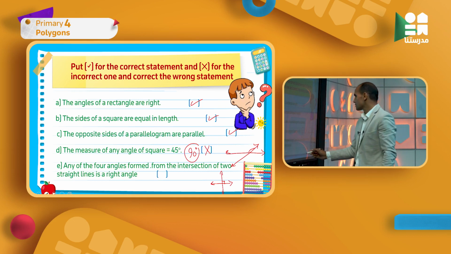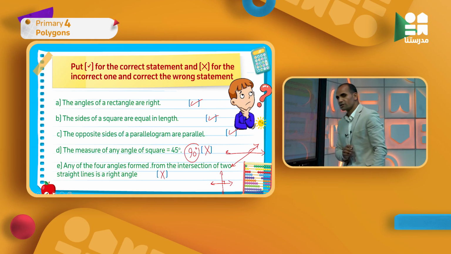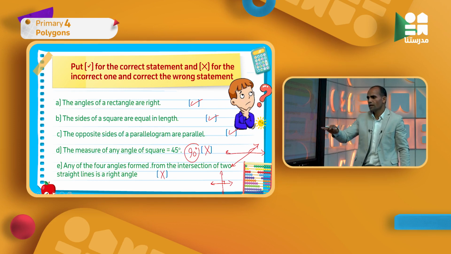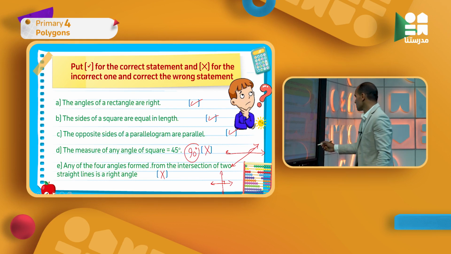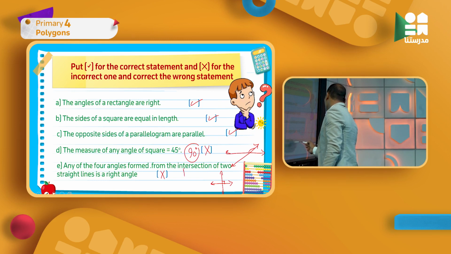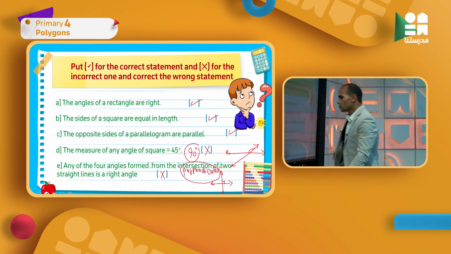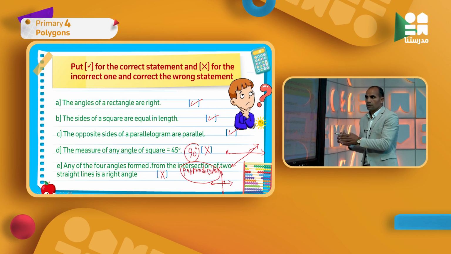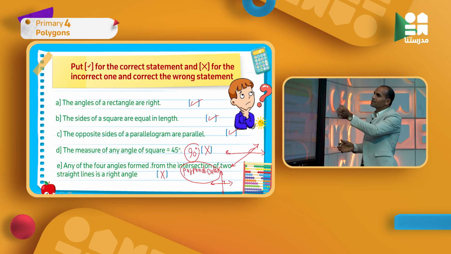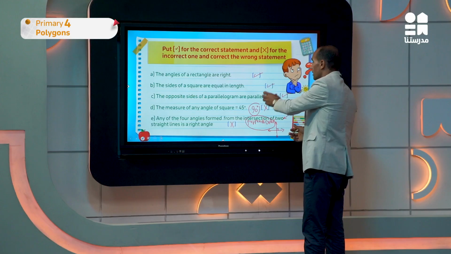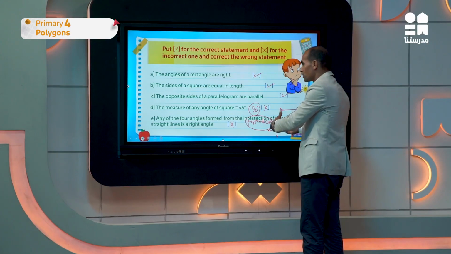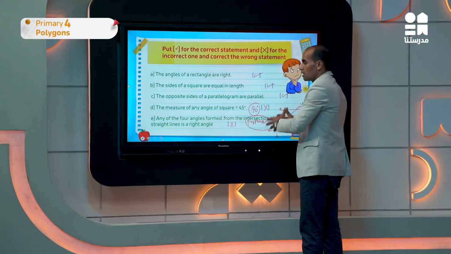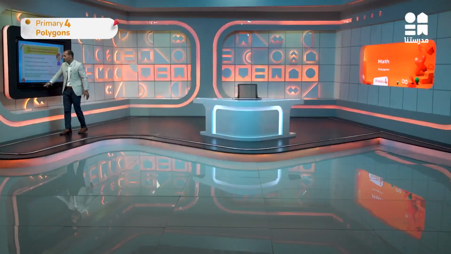So this statement is a wrong statement because any of the four angles formed from the perpendicular straight lines, not the intersection of. يبقى هكتب هنا perpendicular straight lines. يعني the correct statement here هو بيقول لي and correct the wrong statement. ايه الصح هنا؟ المفروض اكتب perpendicular، ما اكتبش بس ايه intersection of two straight lines. Okay? Stay with me.